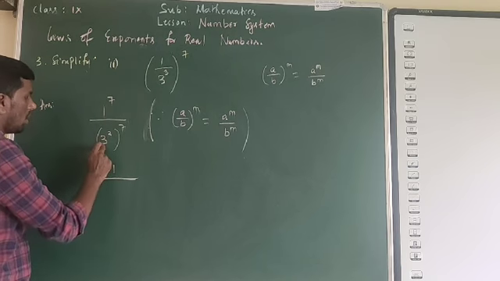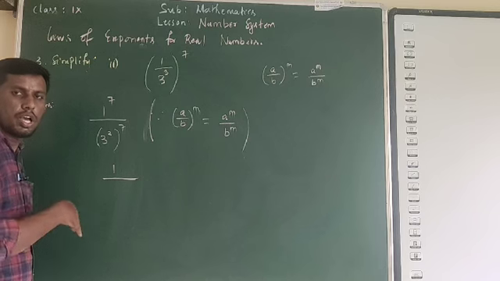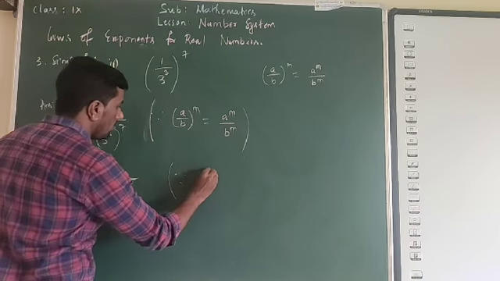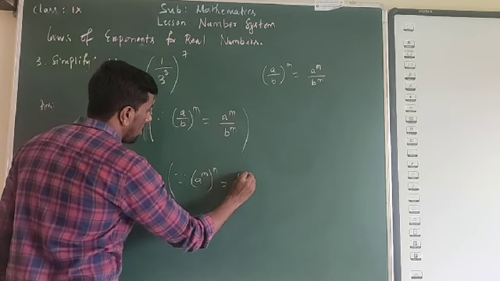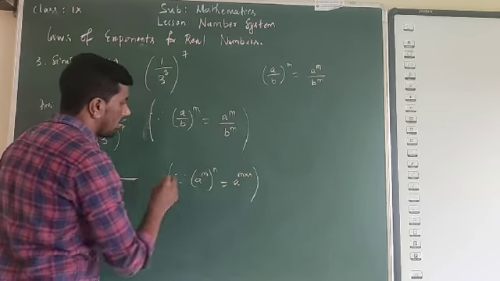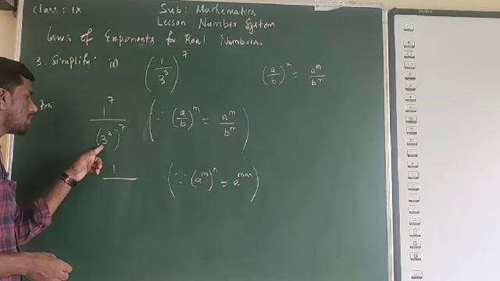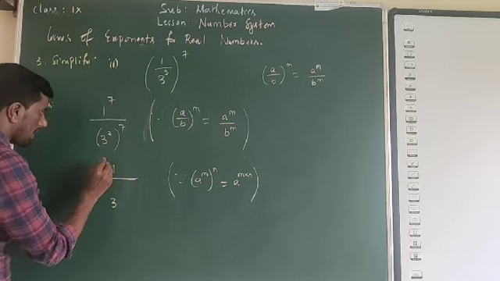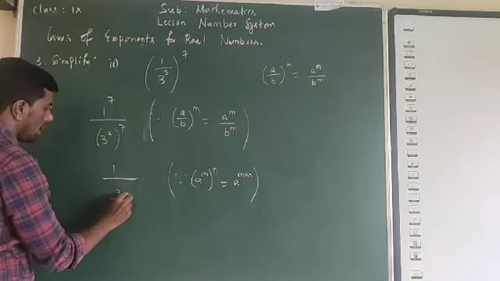So this is 3 to the power of 3 whole to the power of 7. Which rule are we going to apply? A to the power of m whole to the power of n can be written as a to the power of m into n. Here 3 is the base, and these two are the powers. We will multiply them. So 3 is the base, and the power is 3 into 7.